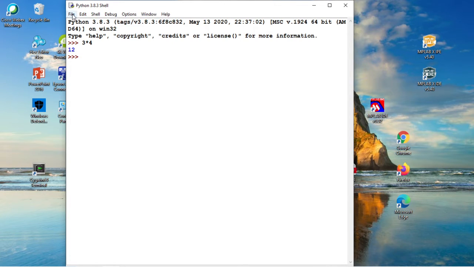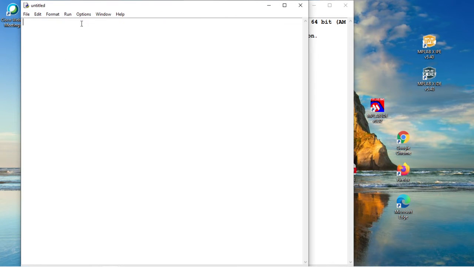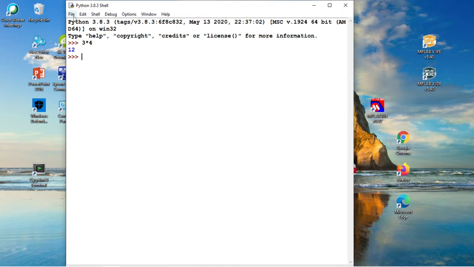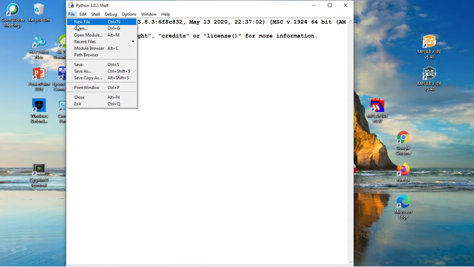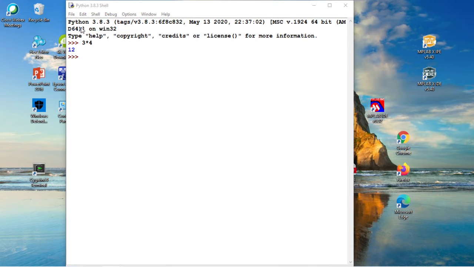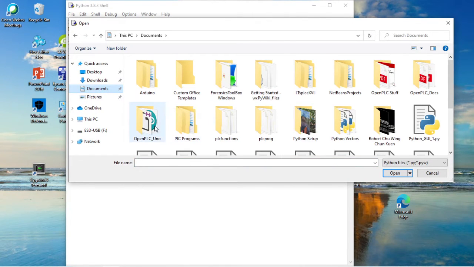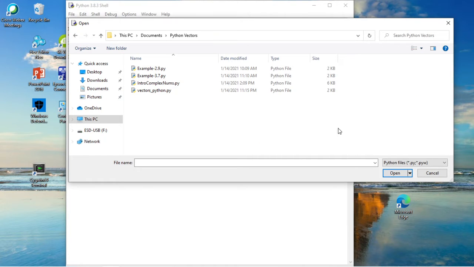Okay, so what you do is you go to File, New File, and in here you put all the code that you normally would be putting here, and then once you're done, you just go to Run, and you run it, and it shows the results over here. Now, I've already got some files here, so let's go in and open up one here. And so let's open up complex numbers.